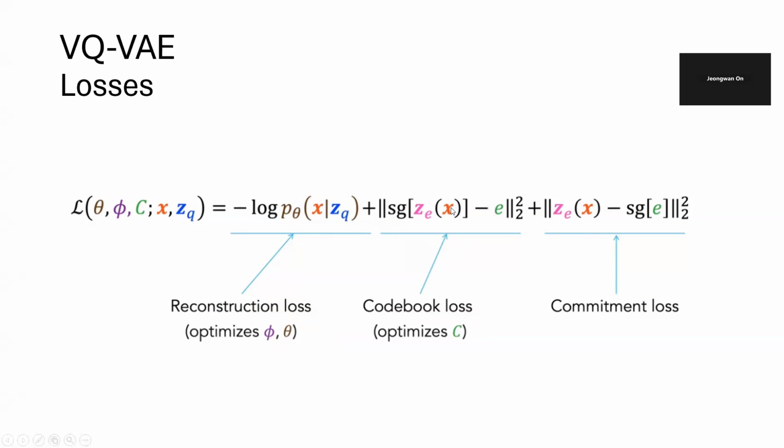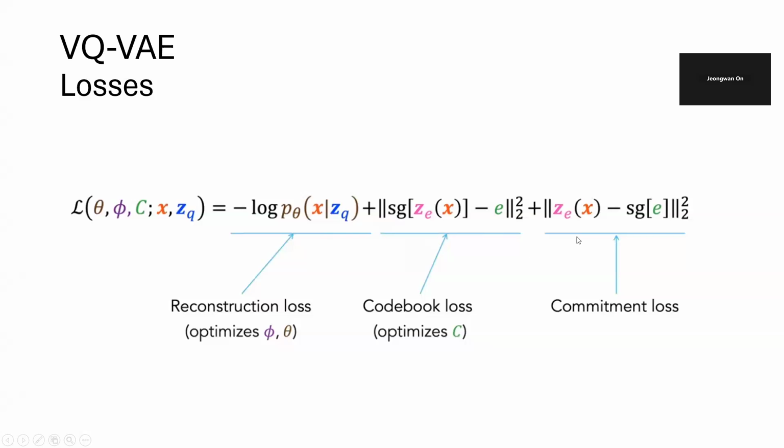Stop gradient attaches the gradient and sets the gradient to identity. They do this so that the encoder part is not updated. The encoder part is not updated because of this particular loss term.